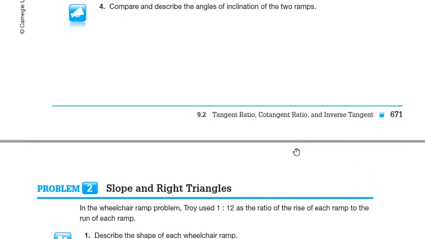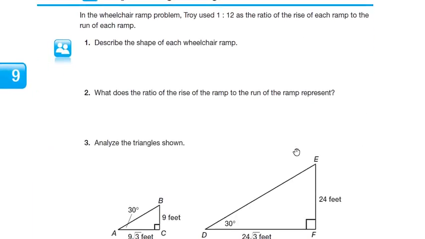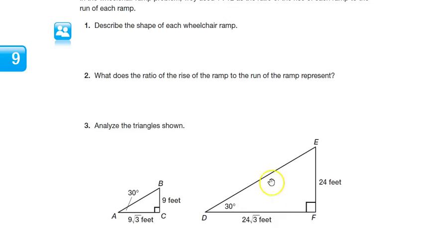compare the ramps, are they similar? And what about the angles of inclination? So now you're looking at the shape of the ramps and thinking about the ratios rise to run. Here it says, what does the ratio of the rise of the ramp to the run of the ramp represent? Now you think about that.